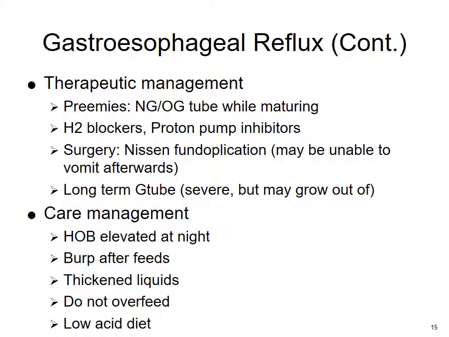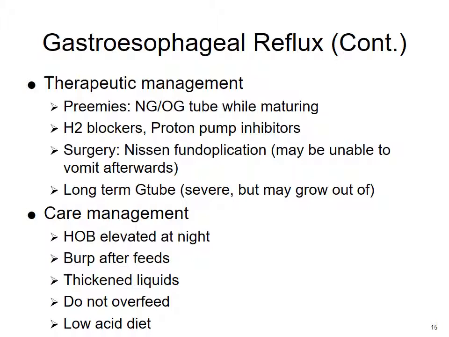So our therapeutic management of gastroesophageal reflux, this is very common in preemies because the valve, the lower esophageal sphincter that prevents the reflux of stomach contents into the lower portion of the esophagus, is immature. So this is common in them, and they will often place an NG or OG tube for a few weeks and allow this sphincter to mature. H2 blockers like Pepcid and Zantac and proton pump inhibitors like Protonix or Prilosec may be used.